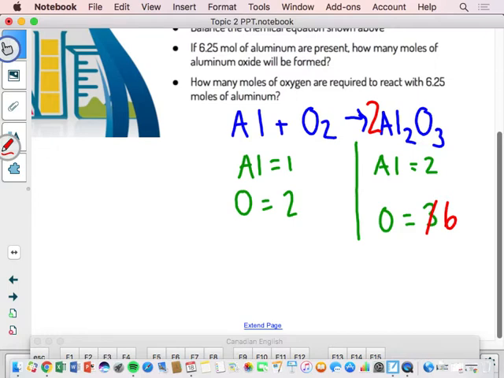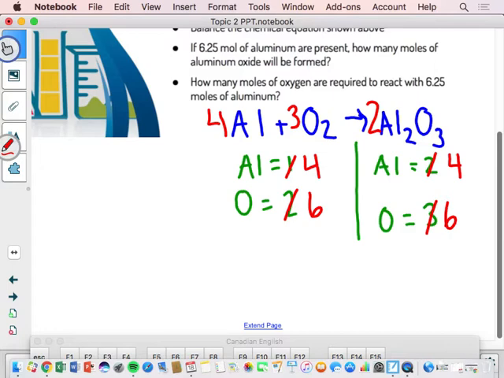What that does to the aluminum, how many aluminums do we have now? 4. Perfect. Can we balance it now? Yep. So our oxygens, we need it to be 6. 2 times what gives us 6? 3. And then we need a 4 aluminum on the left, so we just put a 4 here, and that becomes 4. Alright? So that's balanced.